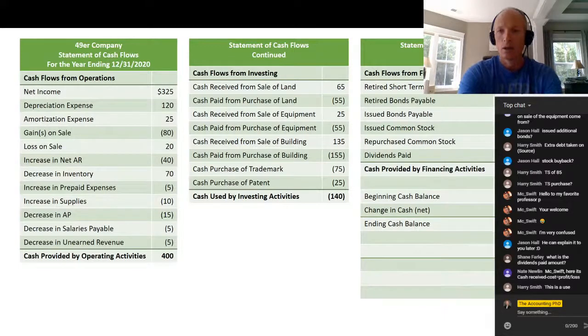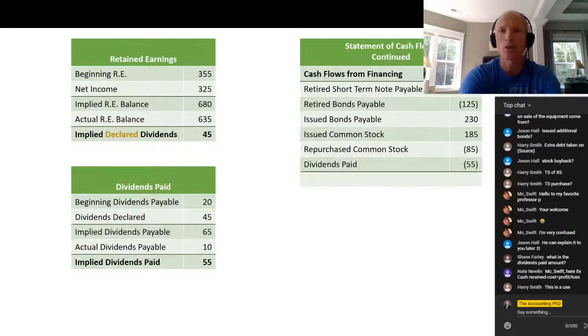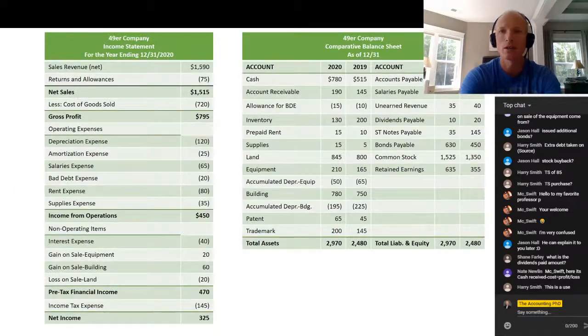Now, if you're wondering if you're correct, looking at the ending cash balance is an indication that you might be correct if it matches the balance sheet. So in this case, you can see that our ending cash balance is $780. And if I go all the way back to the balance sheet, if I can find it, on the comparative balance sheet, the 2020 cash balance is $780, right? And so those two do match up.